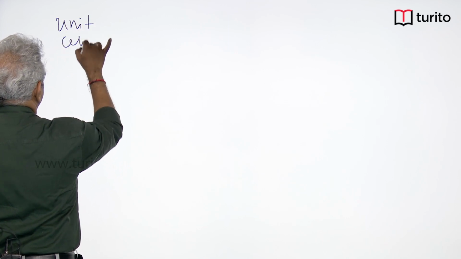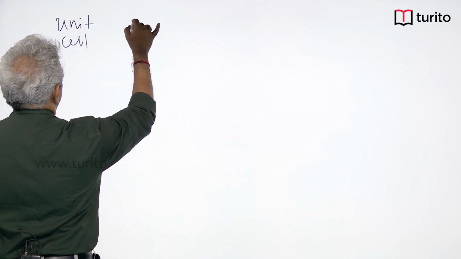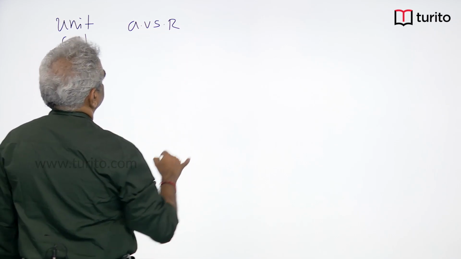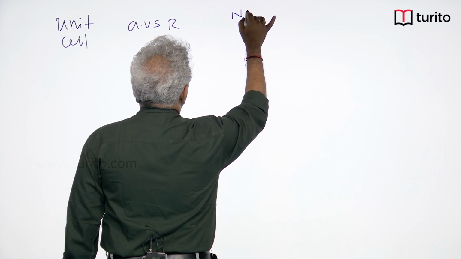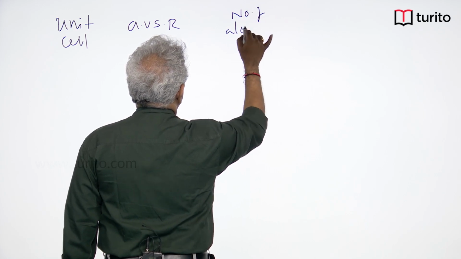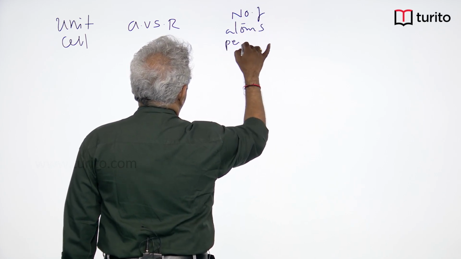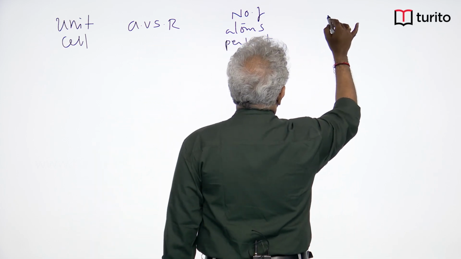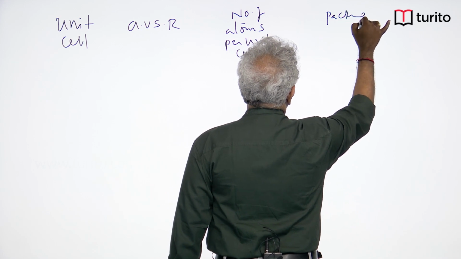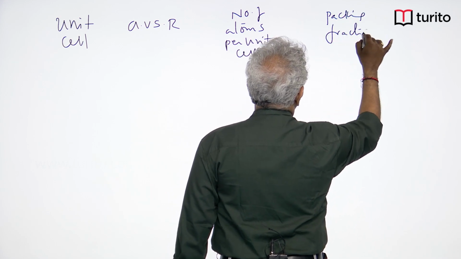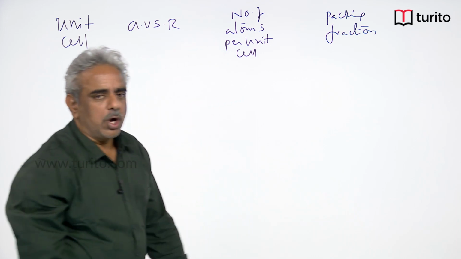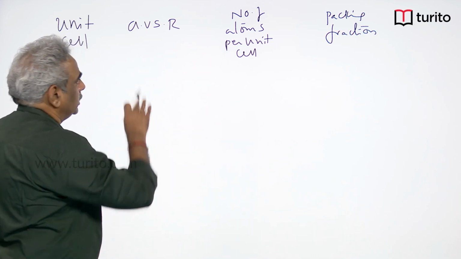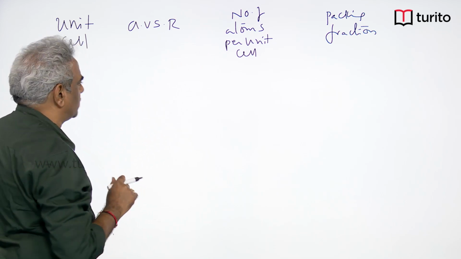Unit cell, A versus R, number of atoms per unit cell, packing fraction. I advise all the students to remember this thoroughly. This is for only cubic crystal system.